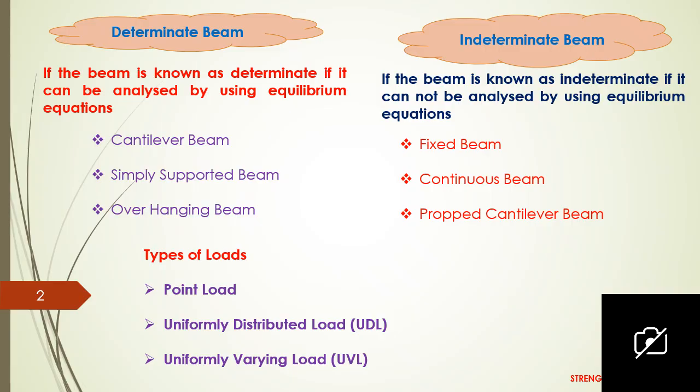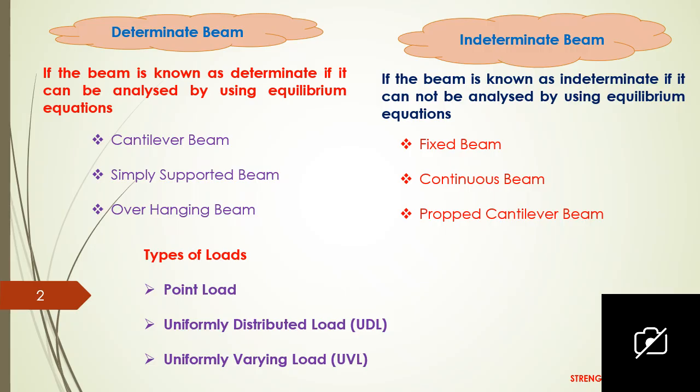What are the equilibrium equations? Summation H equal to 0, summation V equal to 0, summation M equal to 0. That means sum of all the horizontal forces equal to 0. Sum of all the vertical forces in the beam is equal to 0. Sum of moments of all the forces in the beam is equal to 0. These 3 are equilibrium equations.